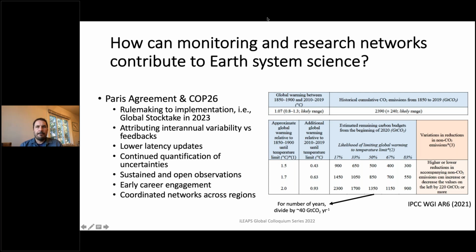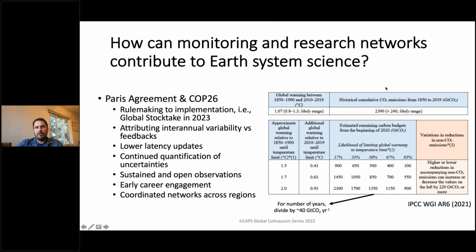And so now I just wanted to move on to think about how we can leverage what we've learned through COVID-19 to incorporate that understanding into some of the monitoring and research networks that we currently have to enable our understanding of the Earth system.